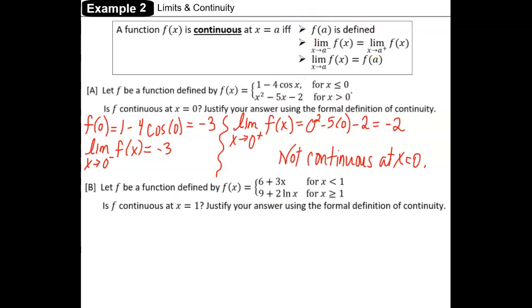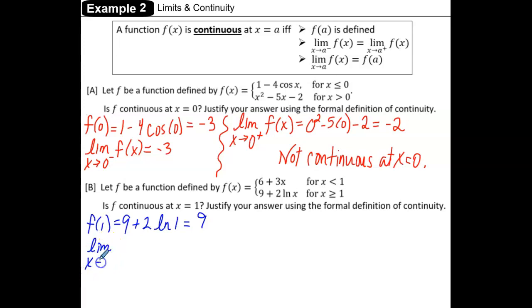So we're going to check each of these three criteria for continuity. The first is, is f of a defined. So we want to evaluate f of 1 for this piecewise function. And the subfunction where that would be defined is 9 plus 2 natural log of 1, and we learned how to evaluate natural logs in an earlier unit this year. So we know the natural log of 1 is 0, 2 times 0 is 0, so this evaluates to be 9.